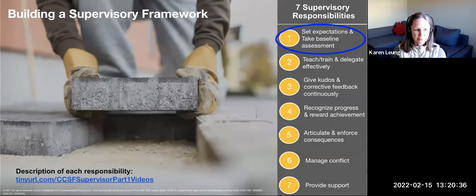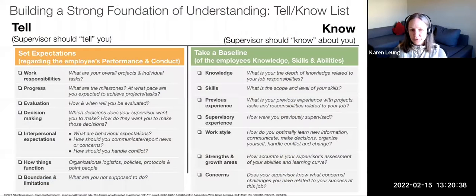Okay, next slide, please. And so in these next activities we're doing, we're just taking that big overarching view of supervision and then breaking it down into smaller and smaller, manageable chunks. And the first way we do this is by thinking about this tell-know list. So the tell-know list is information that's ideally communicated and shared between a supervisor and an employee within the first few weeks or possibly first couple of months of a new position.